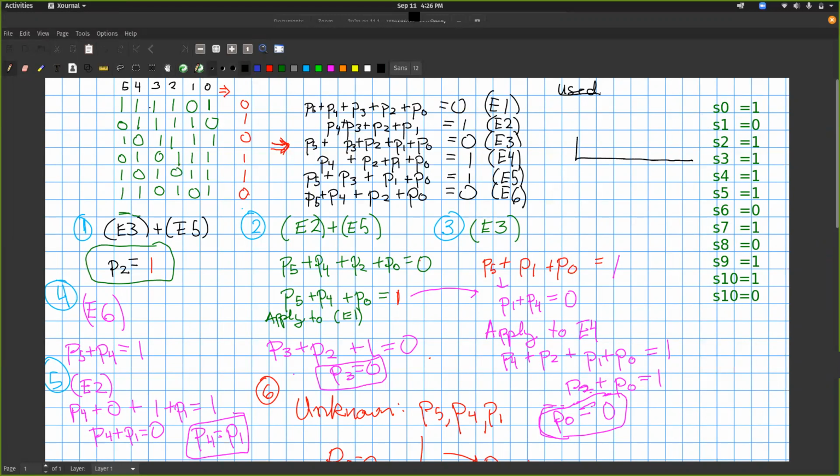This is a 6-state machine. So the initial state of the machine would be S0, S1, S2, S3, S4, and S5. What I've written here is I've just copied those values in that order.